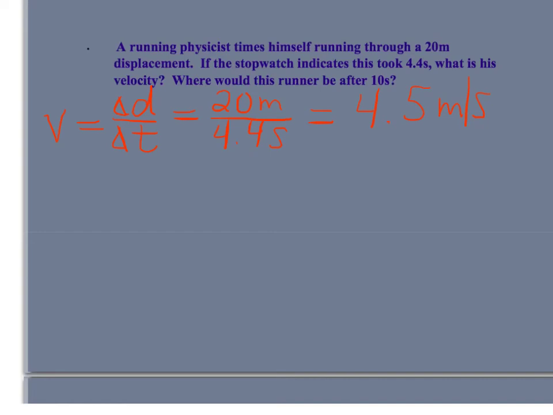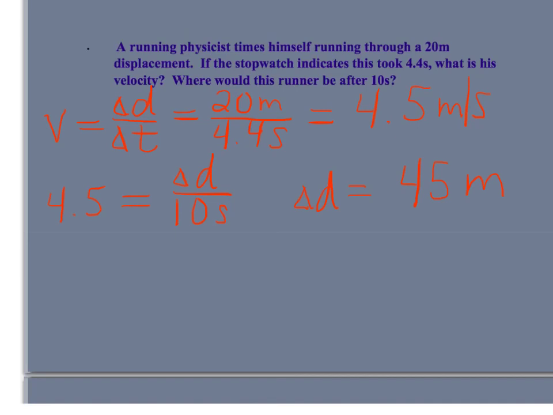Well, now that we know that his average, or in this case constant, velocity is 4.5 meters per second, that should be equal to whatever displacement he covers over the 10-second time interval. Again, putting this into your calculators, you would find that that displacement after 10 seconds would now be about 45 meters.